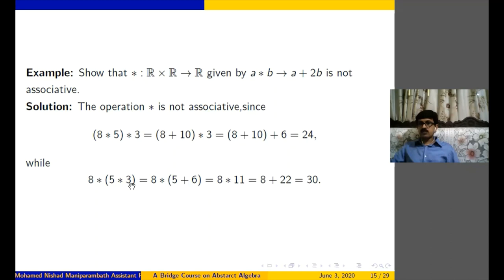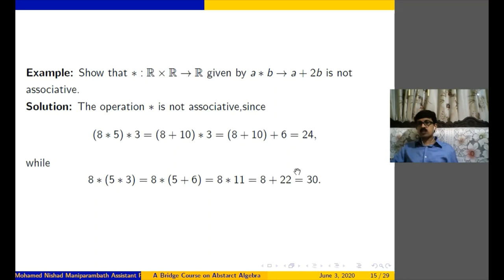While for 8 star (5 star 3), we give the priority to the bracket, 5 star 3. The value for b is 3. That is why 2 into b means 2 into 3, which is 6, so 5 plus 6. Now instead of b here we have 5 plus 6, and instead of a here we have 8. 5 plus 6 is 11, that means 8 star 11 is equal to 8 plus 2 into 11, 22. 8 plus 22 is equal to 30. Both are not equal.